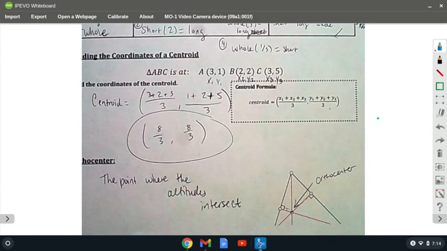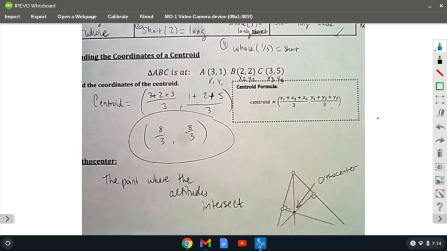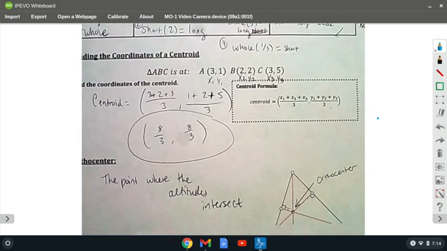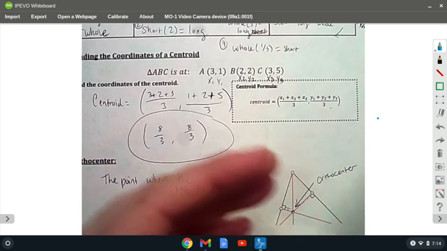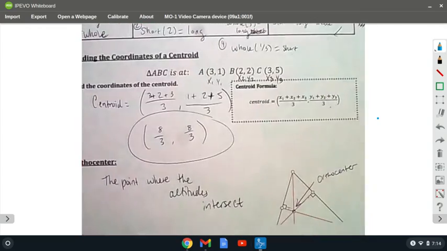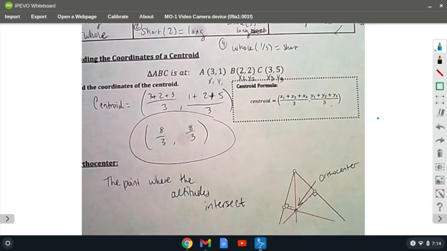Okay, so that is it. So we have our centroid, our orthocenter. Okay, and then on the first page, we have our concurrent lines, points of concurrency, circumcenter, and incenter. So the main things we'll be dealing with here is that circumcenter, incenter, centroid, and orthocenter.